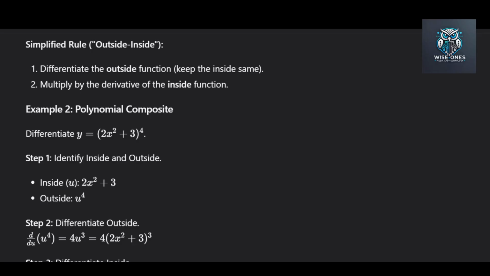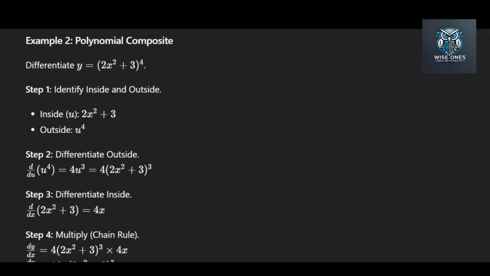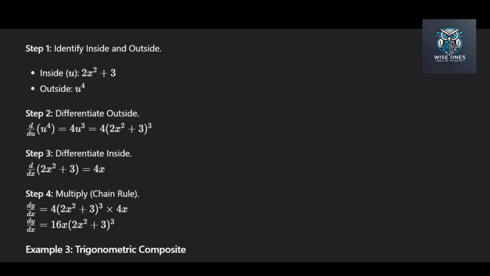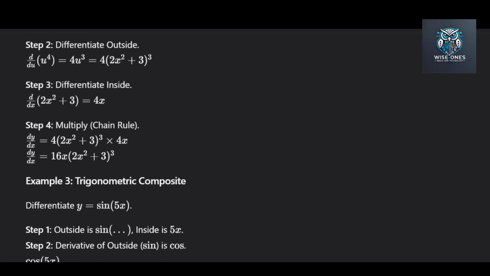The inside is 2x squared plus 3. The derivative of 2x squared is 4x. The derivative of 3 is 0. So the derivative of the inside is 4x. Step 4. Multiply. This is the chain rule. We multiply the outside derivative by the inside derivative.